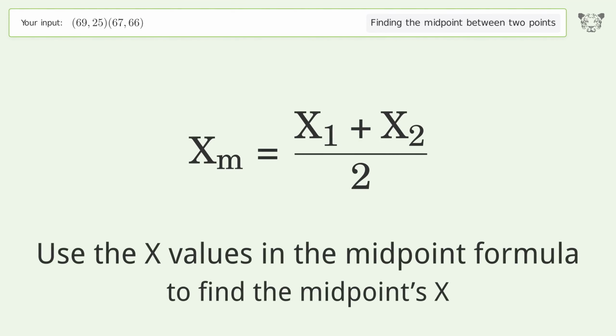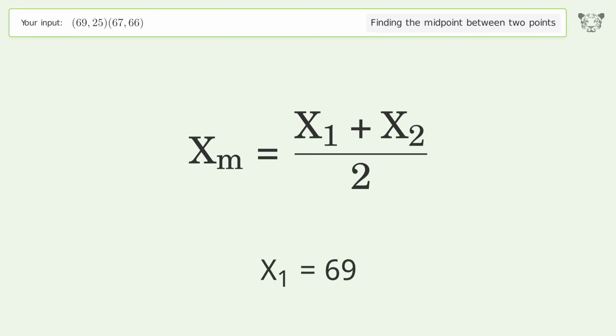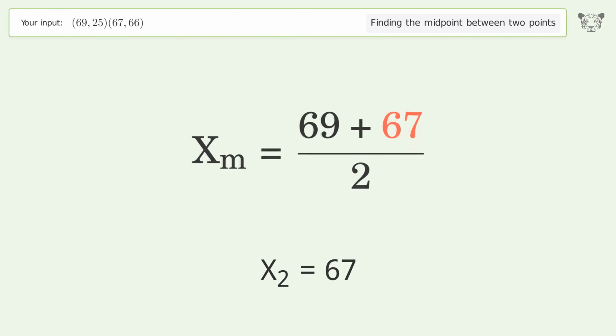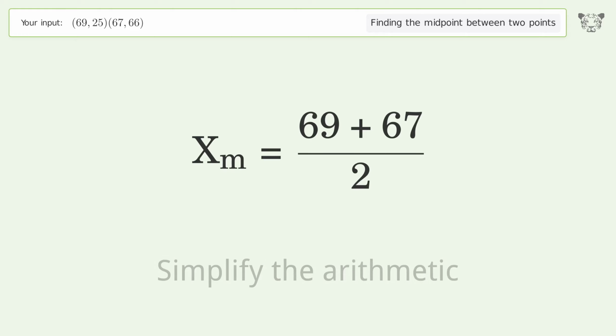Use the x values in the midpoint formula to find the midpoint's x. x1 equals 69. x2 equals 67. Simplify the arithmetic.